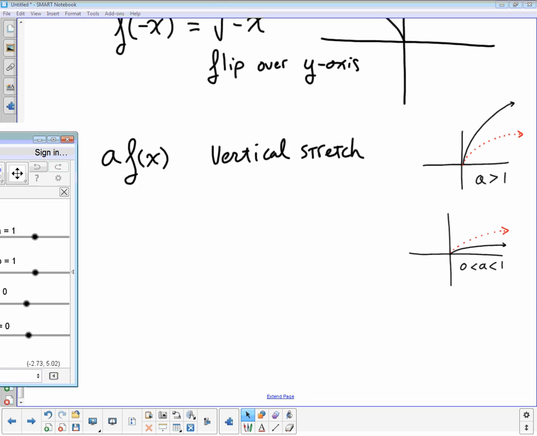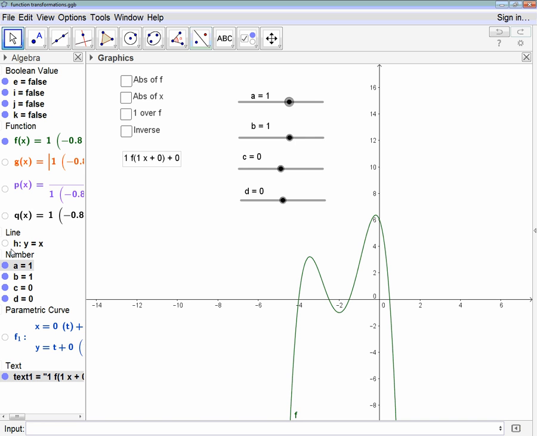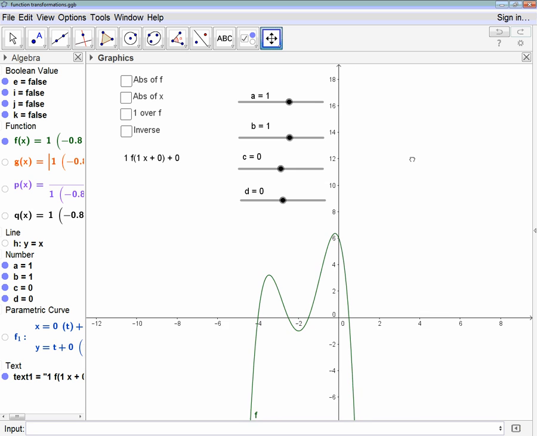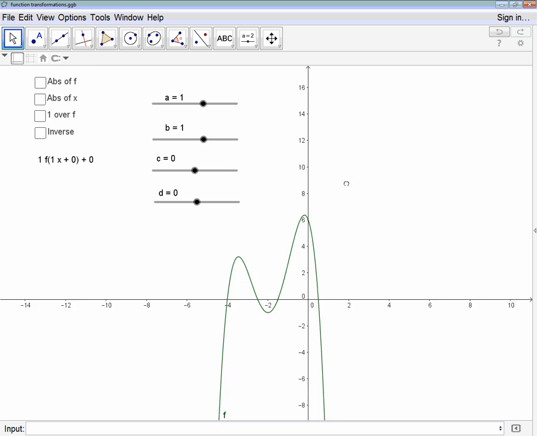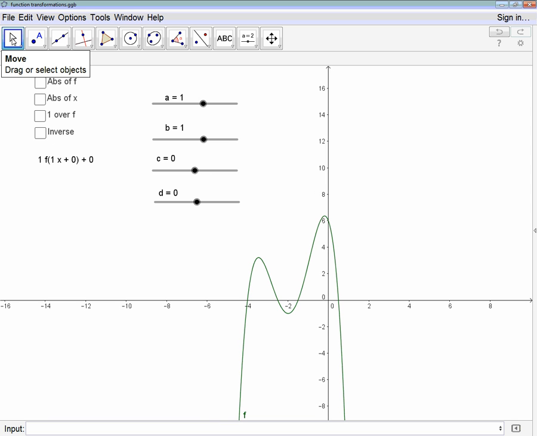All right, so I made a little graphic. I have this goofy polynomial, not really worried about what its equation is. But let's call this my parent function for argument's sake, whatever my function is.